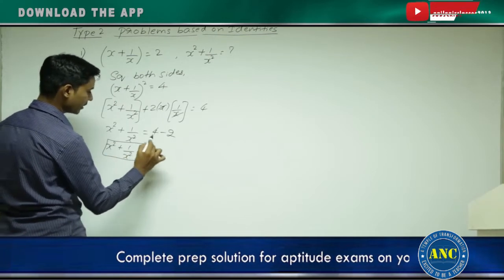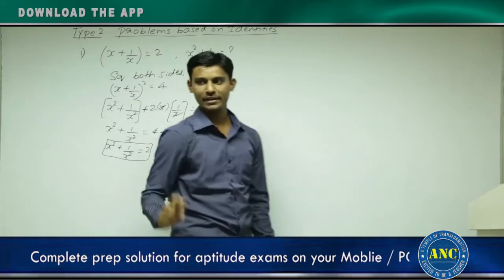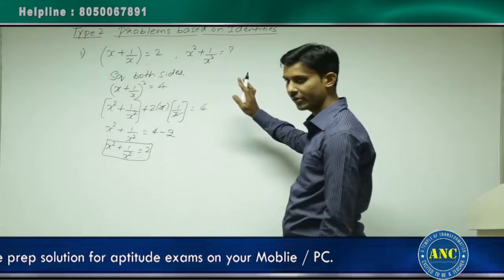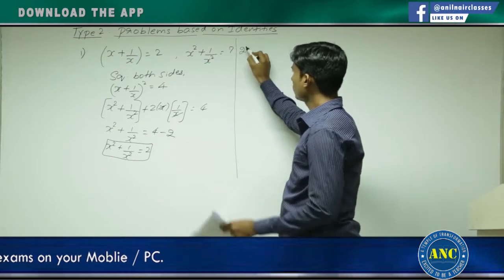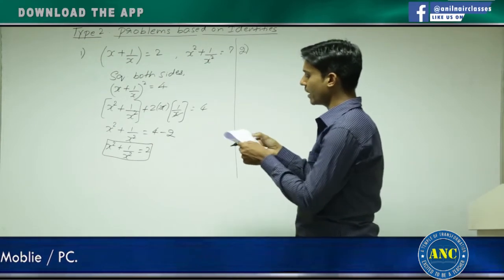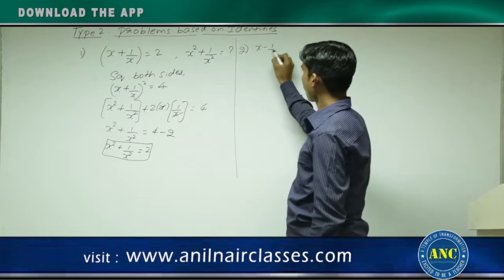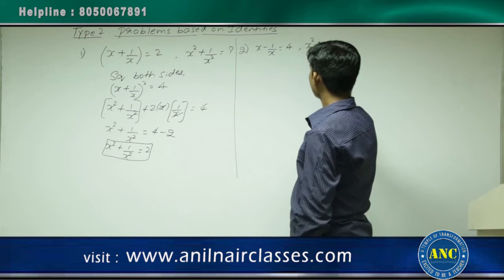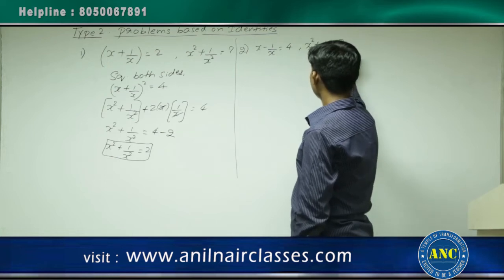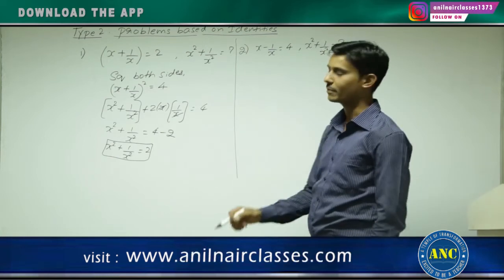Right? So keep on listening to the first 2-3 questions. Then you will understand the basic idea behind this. Clear with the first question? See here. Second question. Question number 2. X minus 1 by x is equal to 4. I need to find the value of x square plus 1 by x square.